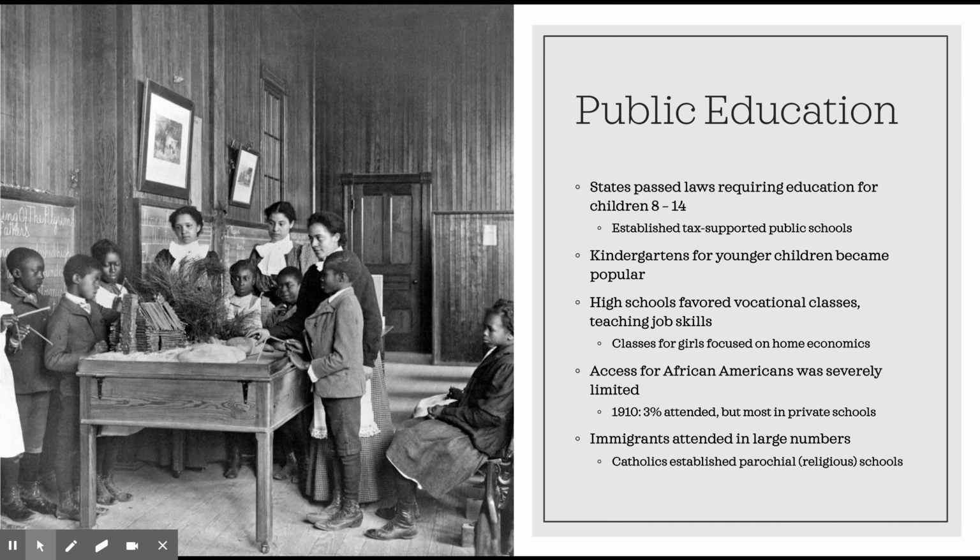Immigrants, they would attend in large numbers when they came to the United States. Catholics who came to the United States, for example, would establish a large number of parochial or religious schools so that their students would receive a Catholic centered education. And as you can see in this photo, some African American students in class, and this is something that was unfortunately pretty rare back then, but it still did happen. They did have access, some of them, to education.